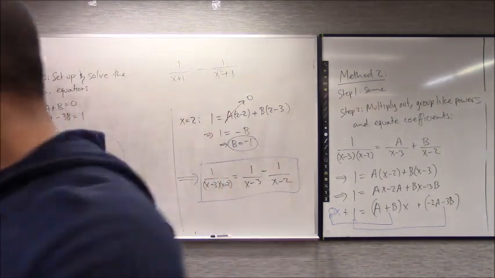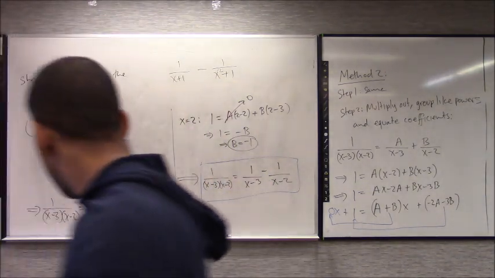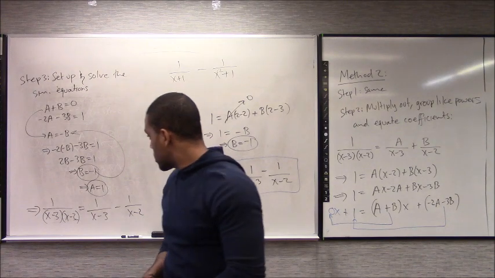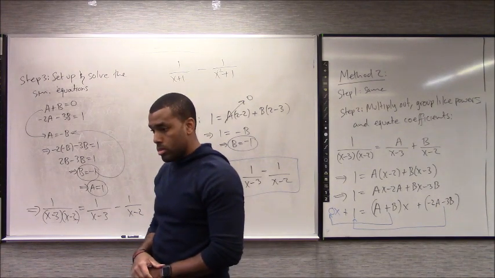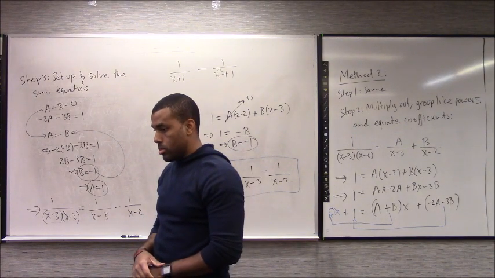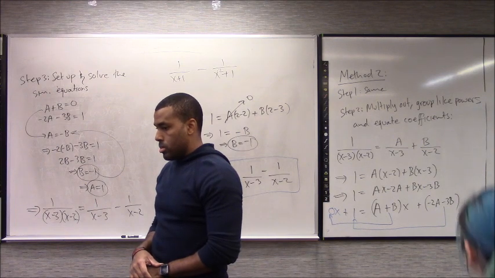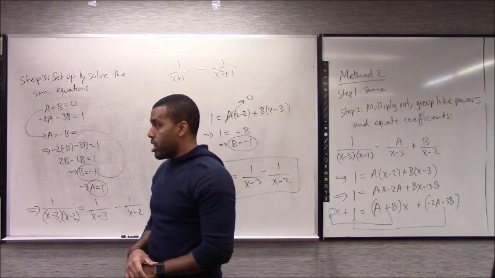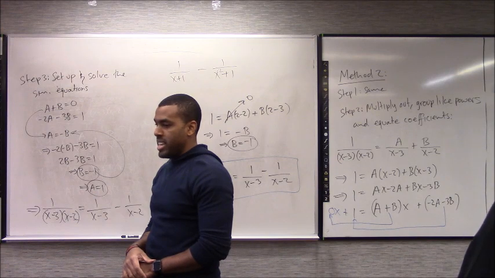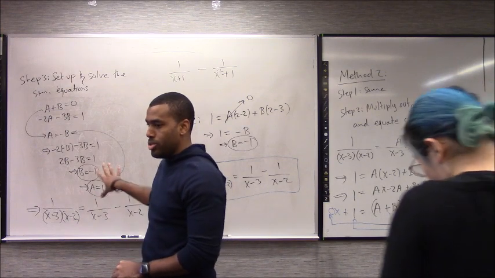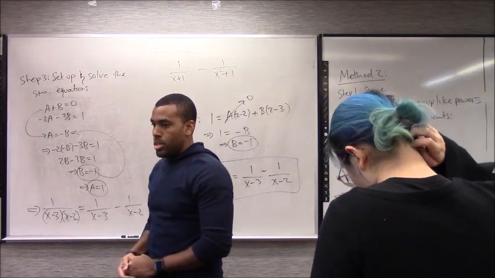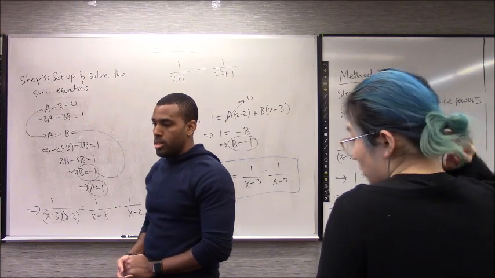So what happens if, when we gave x minus 3 times x minus 2, the denominator cannot be factored like that? Well, if it cannot be factored, you can't do this. So it has to be factored. You have to be able to factor the denominator.